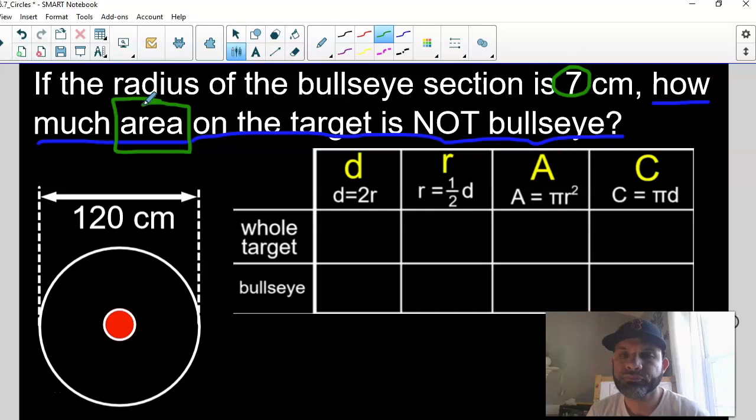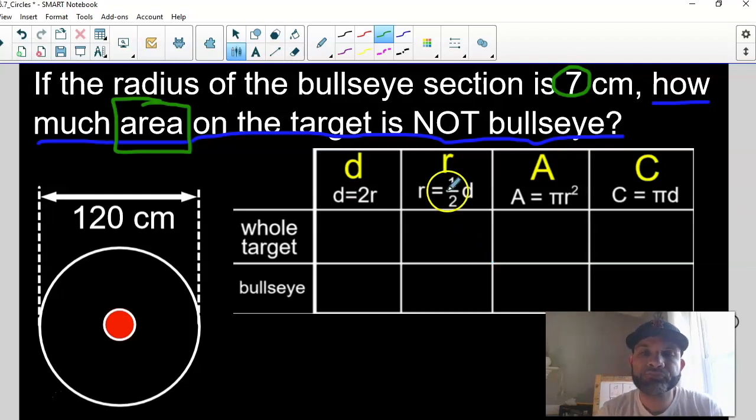Okay, and so we're going to need to know what the radius is for the whole target, right? Here's our whole target here. All right, we see that we have a 120. We got to figure out what that's talking about, filling in the chart, and then using our chart to answer our question. Okay, so let's go through it.